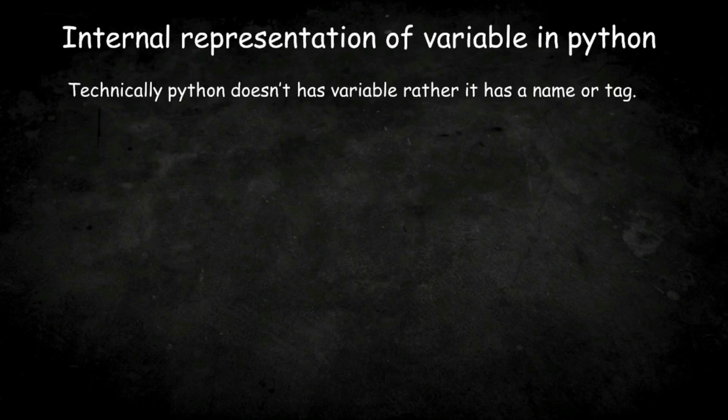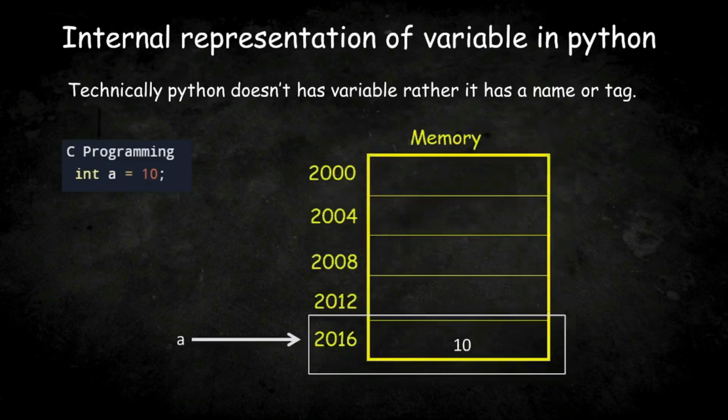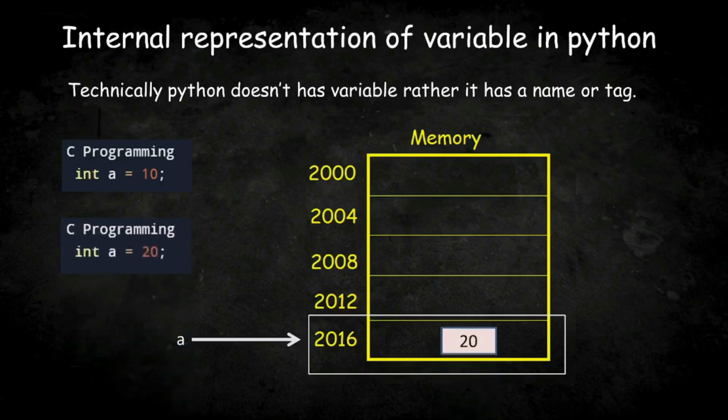First of all, let's understand the working of variables in C. Then we will be able to differentiate the Python variable from it. In case of C or C++, we need to first define the variable type, based on which some space in memory will be reserved. And within that space, the value that is 10 will be stored. And the variable name a will be mapped with that memory location. Now, if you try to change the value from a is equal to 10 to a is equal to 20, then the value that is stored in memory location 2016 will also be changed from 10 to 20.